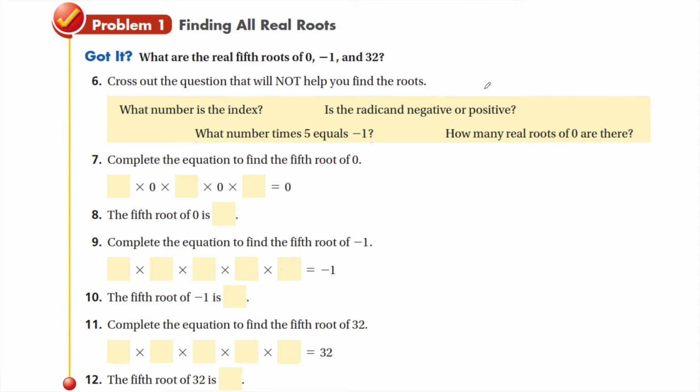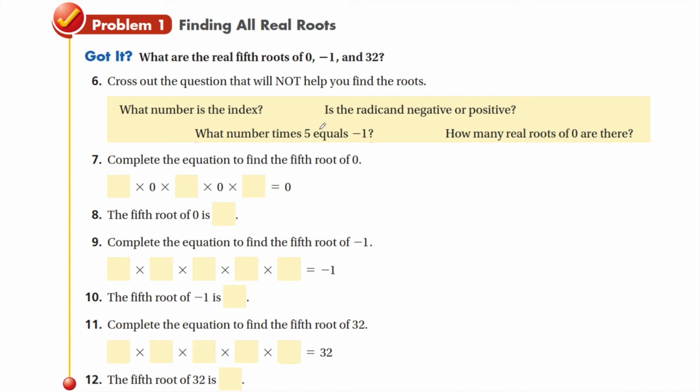Is the radicand negative or positive? Well, previously we said that it's important to know whether something is negative or positive. If it's an odd index, then our answer could be negative or positive. And if it's an even index, then our answer is going to have both if it's positive, but we aren't going to have a real number if it's negative.